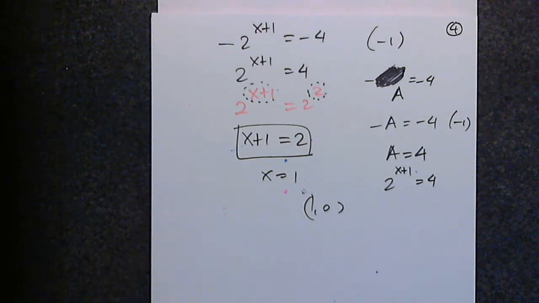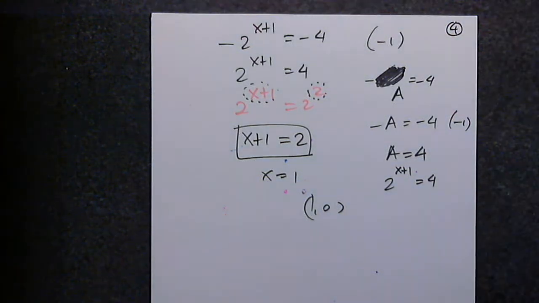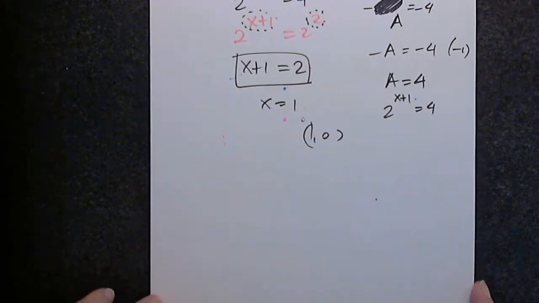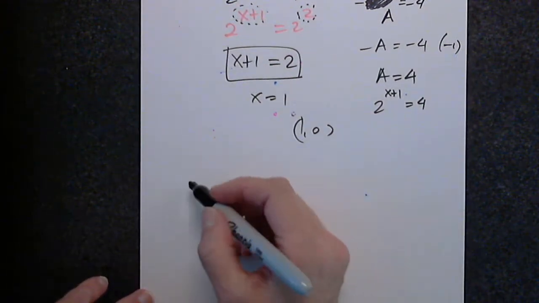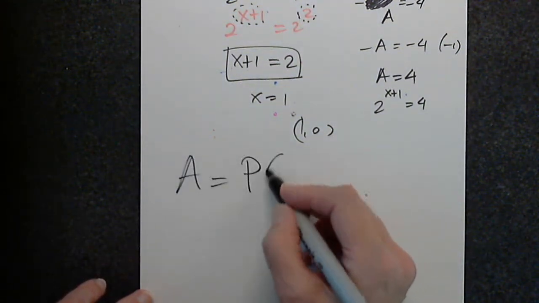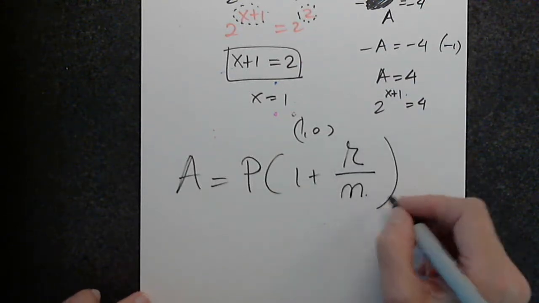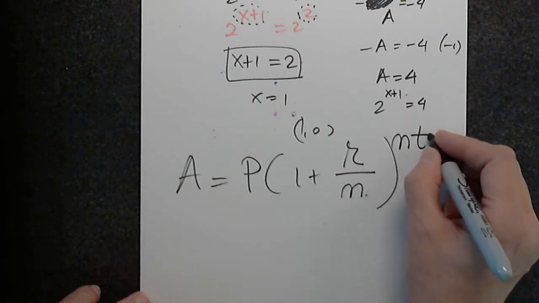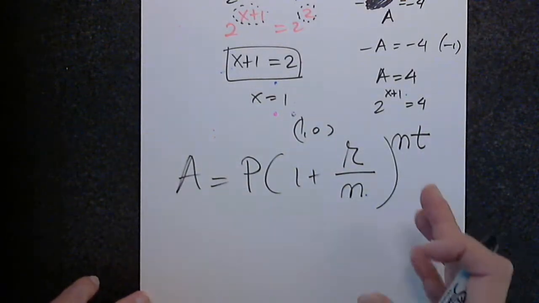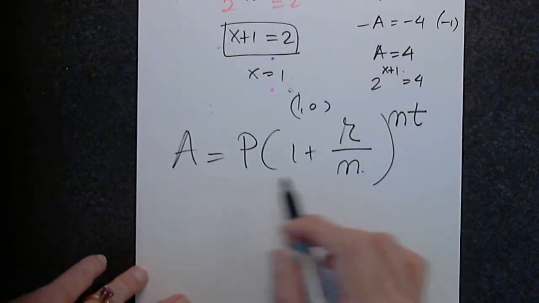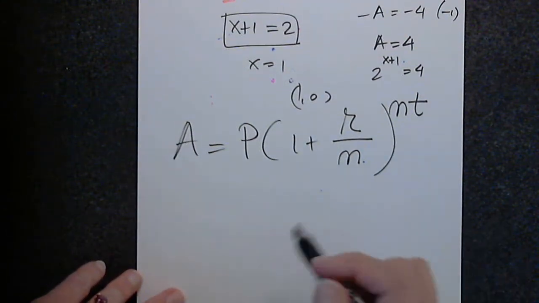Okay, I would like to look at the model that will be given to you. So let's identify what this model represents. But let me write it first. A equals P times (1 plus r over n) raised to nt. Of course, this is a product. When we say nt, it's n times t. So let's identify what these letters represent.